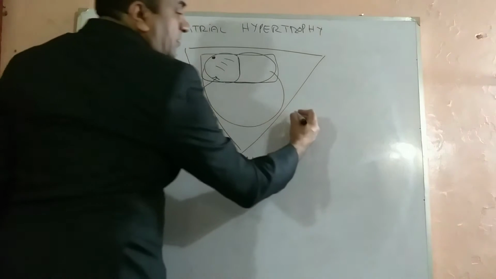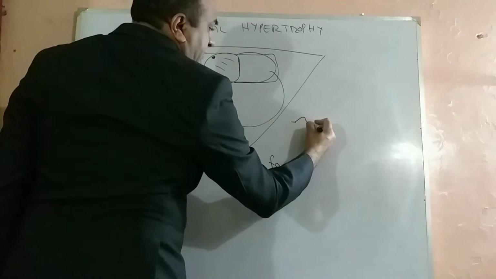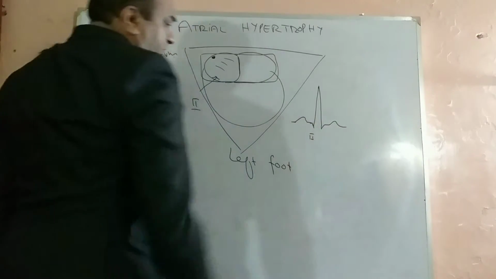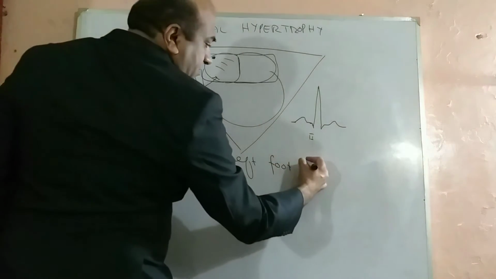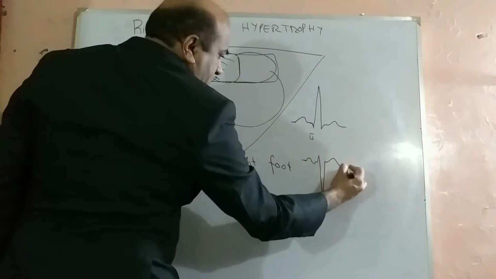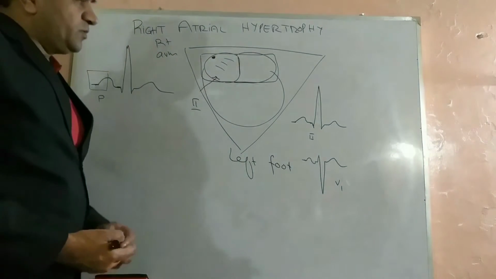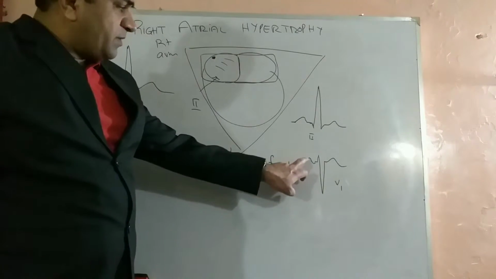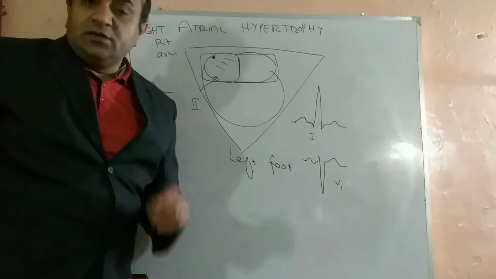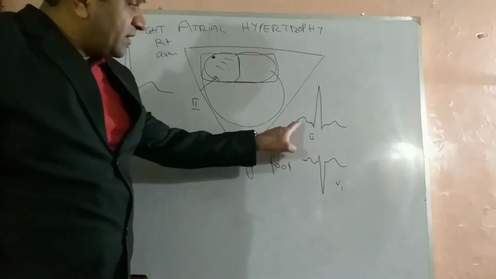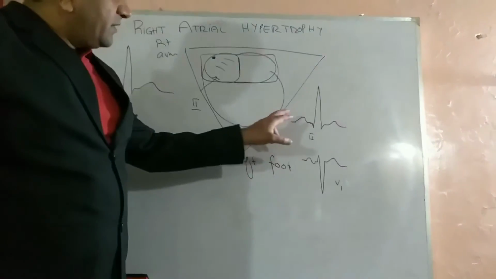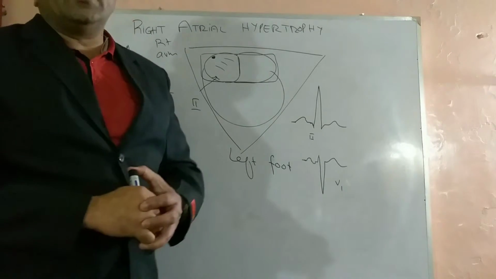If I draw lead 2, it is like this, and if I draw lead V1, it is like this. So we can use either of the two. In V1, the upper part is made by right atrial depolarization and the lower part by left atrial depolarization. But in lead 2, the first half is made by right atrial depolarization and the second half by left atrial depolarization.